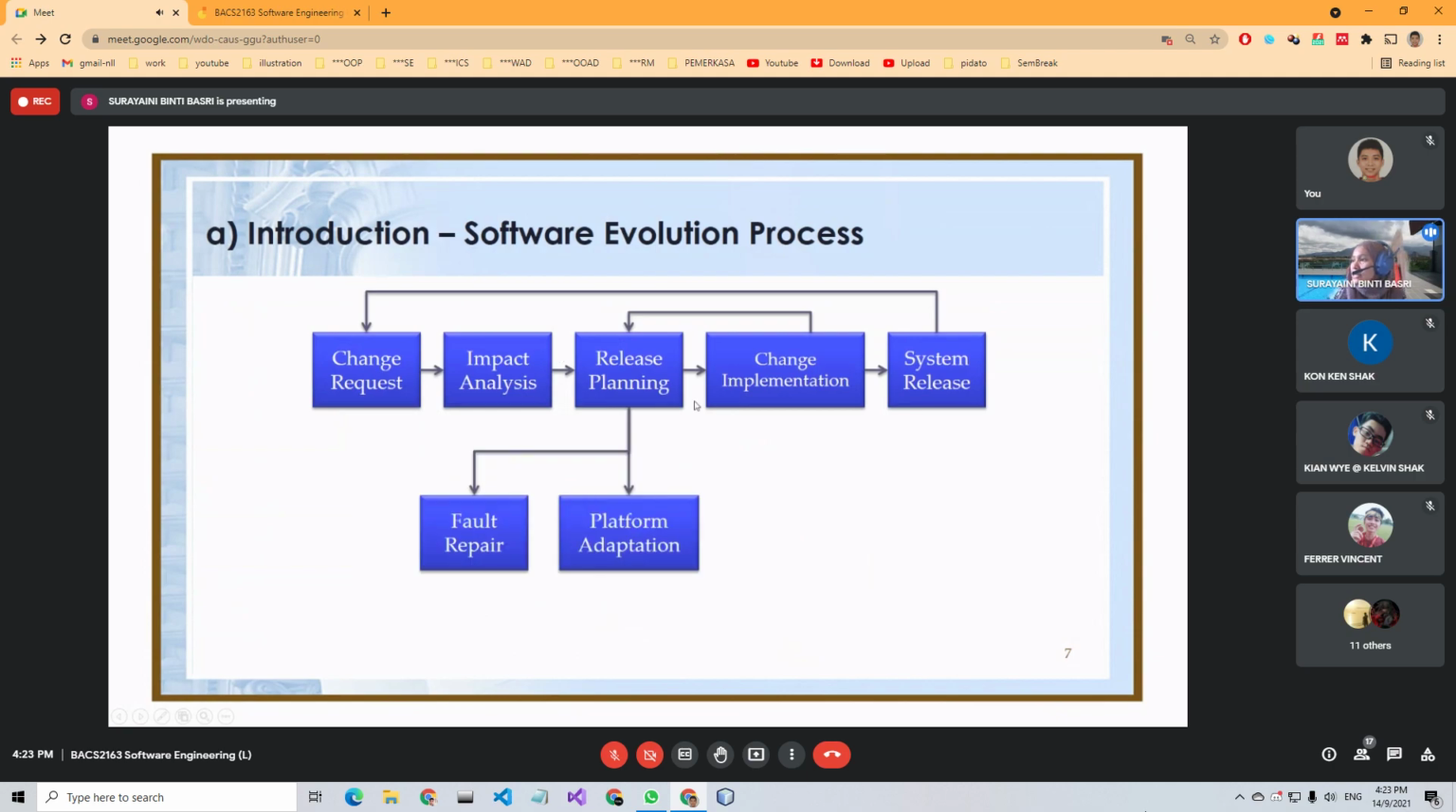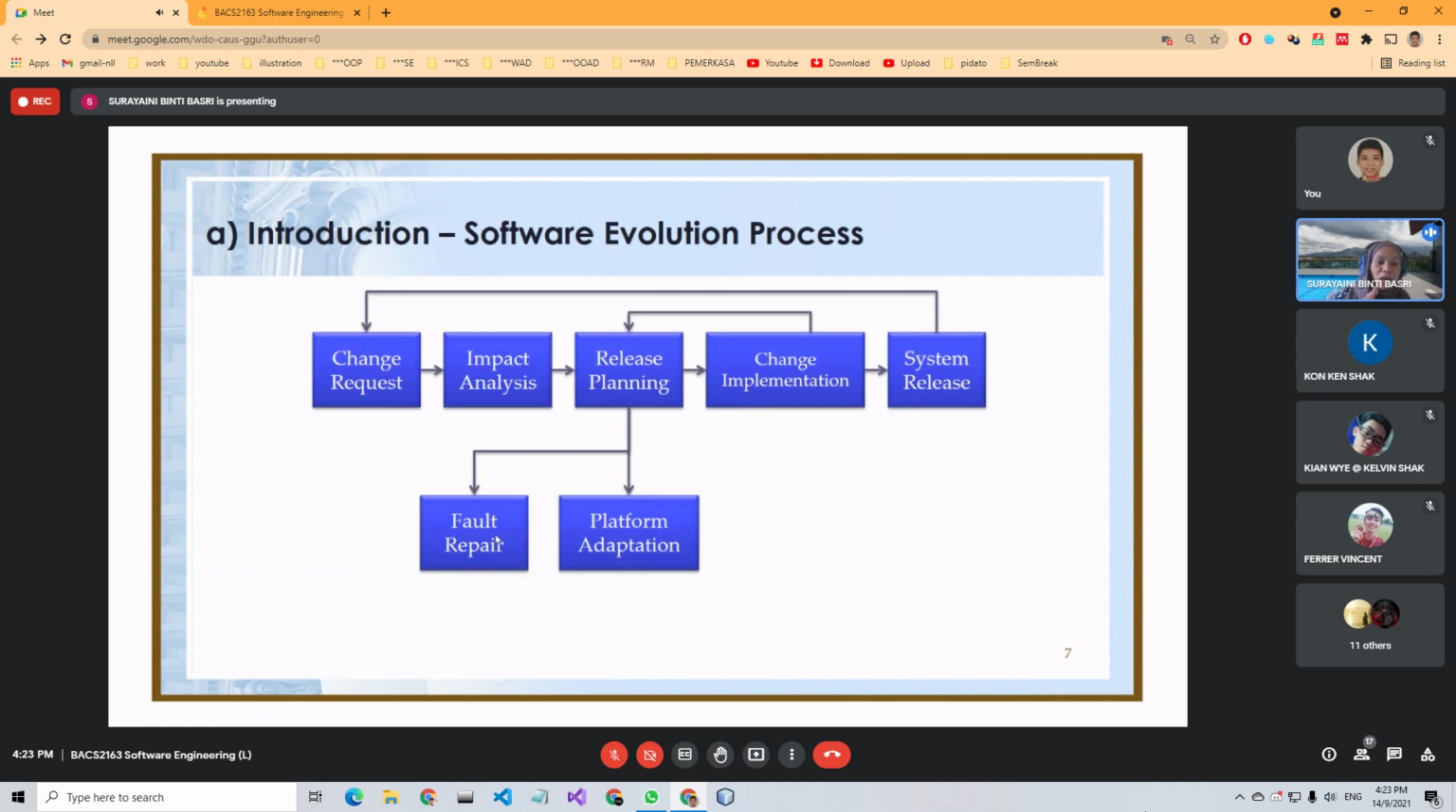Okay, so this release planning. Like I said just now, sometimes if it is just a fault repair, maybe it is just a minor amendment, so the version release will be just minor. Like I said, maybe from 10.1.1 it comes to 10.1.2, meaning minor. But for example, if the amendment is a major amendment because we need to adapt for the platform.